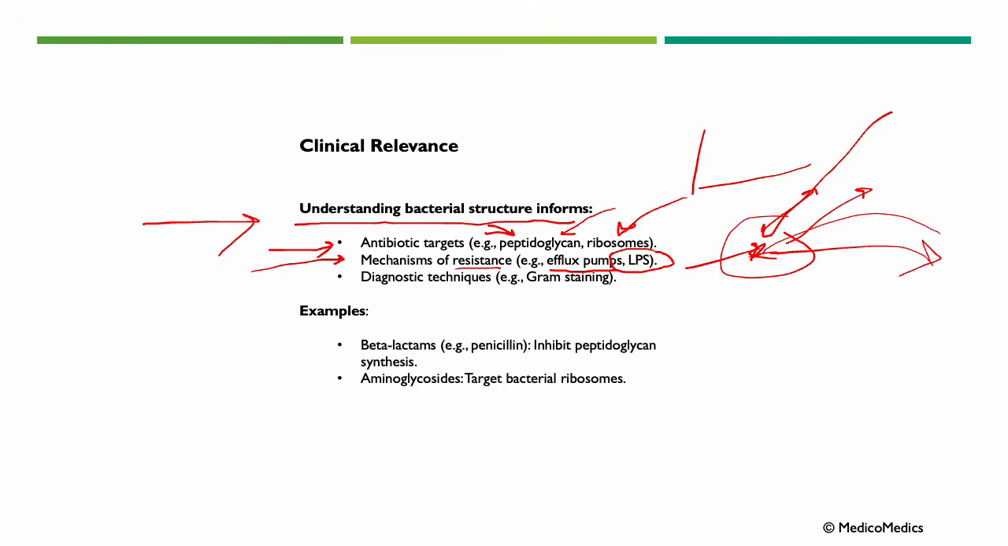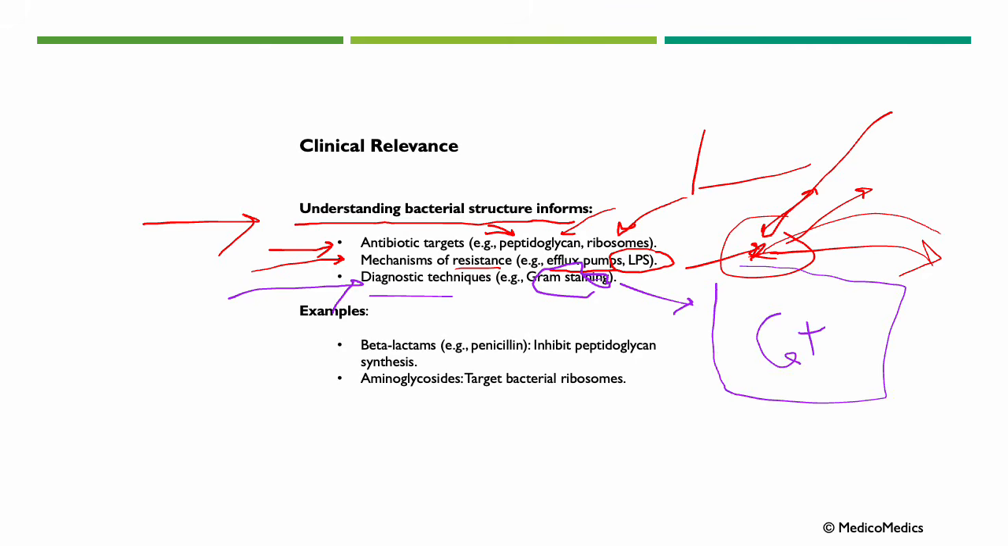We have mentioned the importance of diagnostic techniques to be able to identify, is it gram positive? Is it gram negative? And if you remember, we used crystal violet. And if crystal violet remained due to the thick layer, it indicated a gram positive. Some clinically relevant drugs would be beta-lactams, like penicillin. They inhibit peptidoglycan synthesis. We had another group called aminoglycosides. These were targeting bacterial ribosomes.